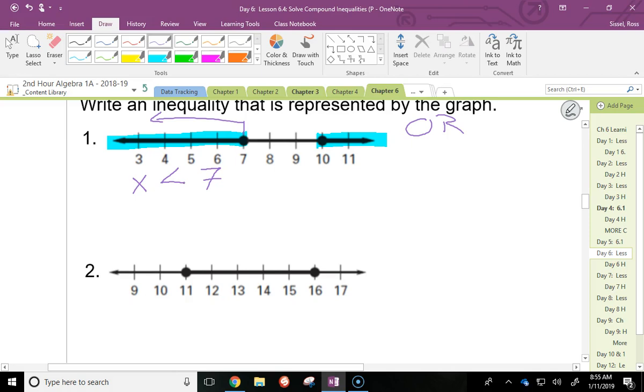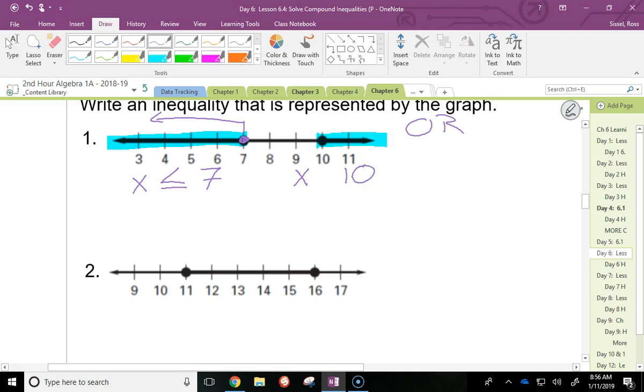Why is it less than or equal to? How did you know that, Aiden? The dot is shaded in, which means this is less than or equal to. We look at the one on the right. We're going to compare X and what number did it start at? Sean? 10.